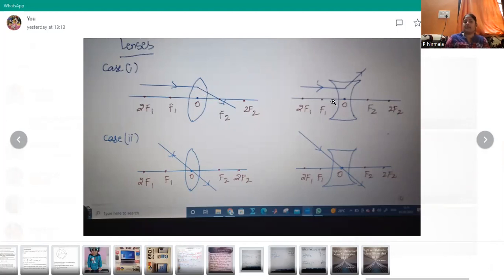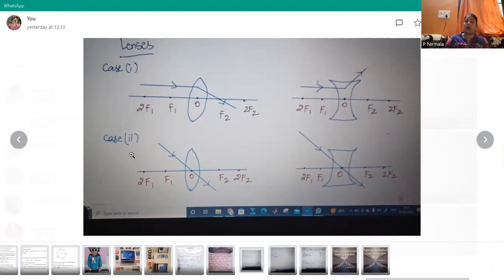Now tell me which lens is convergent and which lens is divergent. Already I have explained this clearly in part one. If anybody has not watched part one, please watch part one. If you listen to part one and then this part two video, it's easy for you. Based on this, we can say this convex lens is convergent because the refracted ray passes towards the center. This is divergent, as it goes away from the center. Clear, right? So convex lens is convergent, concave lens is divergent.